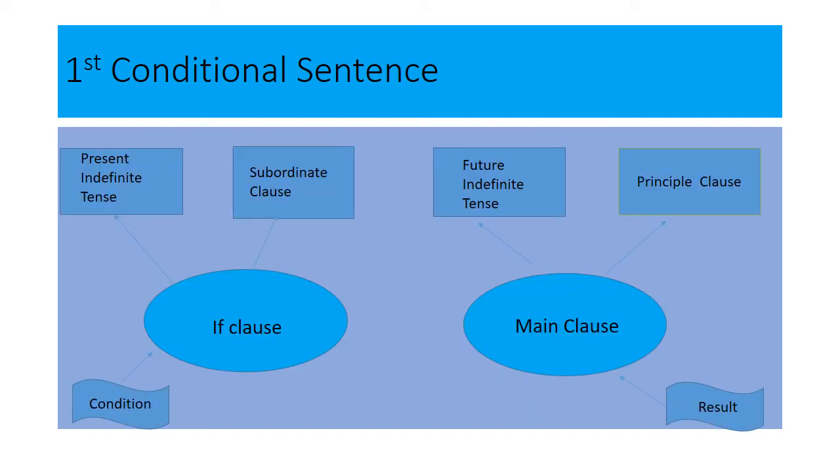Students, in this slide, I have tried to make the structure of the first conditional sentence clear with shapes. Look at the screen. This is the if clause and it is the condition of the sentence, and this is a subordinate or dependent clause, and the tense of the if clause must be present indefinite tense. This is the main clause where lies the result of the condition of the if clause, and this is also the principal clause of a sentence, and the tense of this main clause must be future indefinite tense.